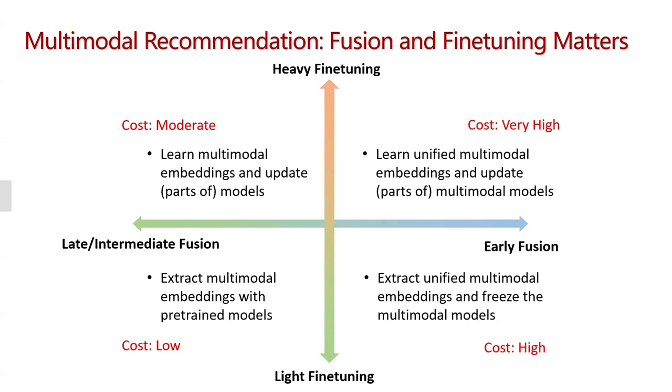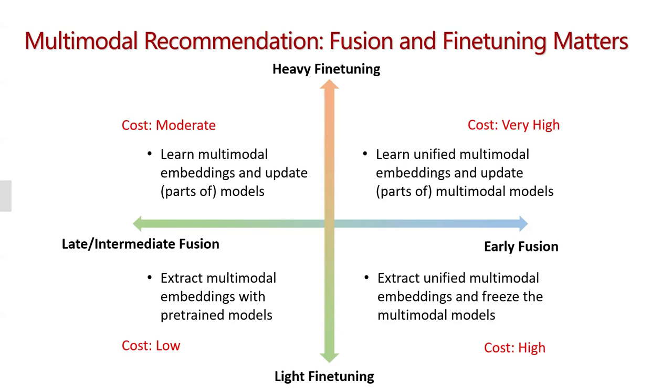So in these cases, I think using pre-extracted embeddings may be a better choice in your system. And in these cases, your latency is more controllable. So at the current stage, many recommender systems prefer late or intermediate fusion.